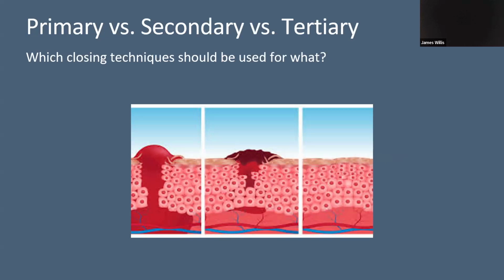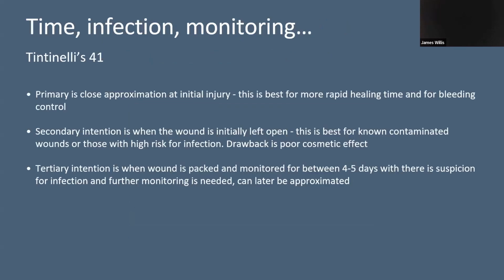Last one. Primary versus secondary versus tertiary. These are all different closing techniques. I'm just going to jump through the indications for these. So primary closure, this is probably what we're most familiar with, especially in an ED setting. This is closing the wound more or less at the time of initial injury, best for rapid healing time and bleeding control. So that's twofold.